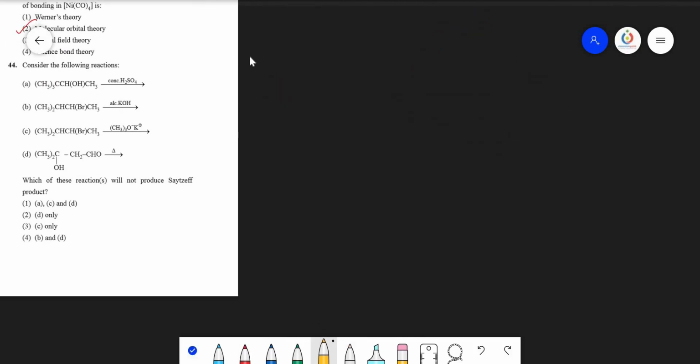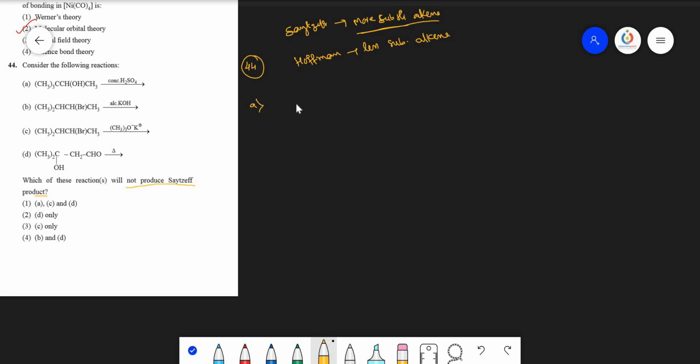So in this 44th question, which of these reactions will not produce the Zaitsev product? What is the Zaitsev product? If more substituted alkenes are formed, that is called the Zaitsev product. And if less substituted alkenes are formed, that is called the Hofmann product. So the Hofmann product is the less substituted alkene. So here let us take all these reactions one by one.